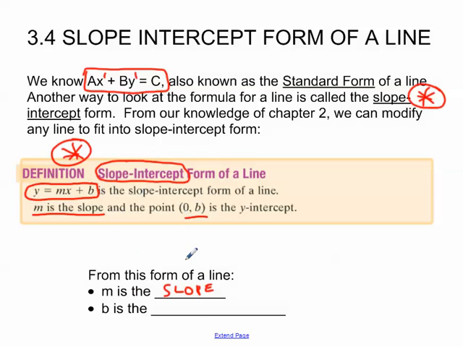B is, well, let me modify that and say actually (0, b) is the y-intercept. In other words, where the line intercepts the y-axis. So there's some information that we can get from putting a general form or standard form of a line into y equals mx plus b format. We can get the slope, and a number that gives us the y-intercept. So that's the reason why we modify any line that we get and try to put it into slope-intercept form.